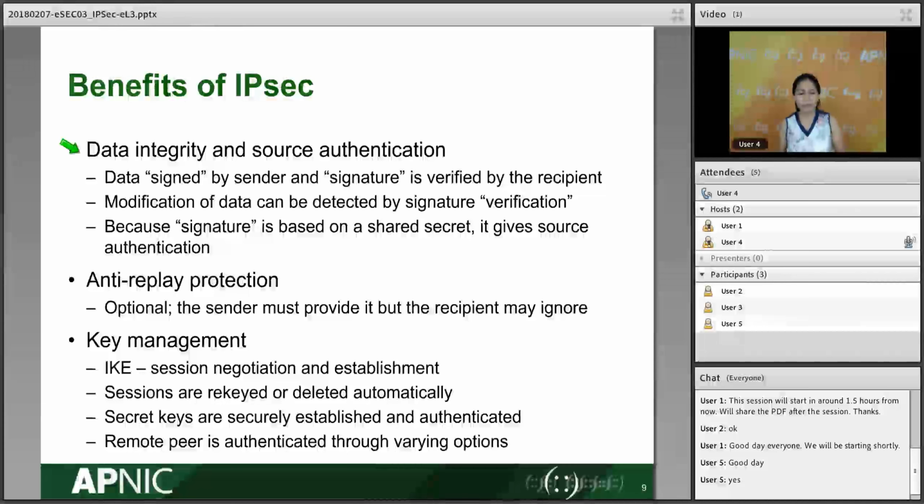All right, a few more benefits. The first bullet point here is something we've already discussed, data signing and signature verification. It's all part of that. But I also wanted to point out anti-replay protection. What is this? A replay attack is a kind of attack wherein someone can do a man-in-the-middle, MITM attack.